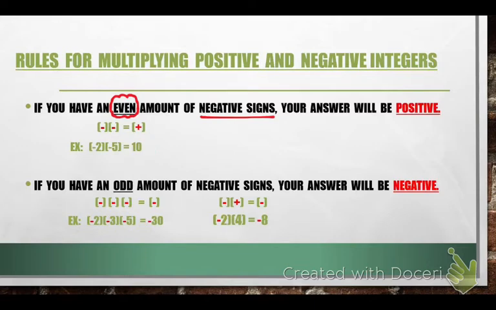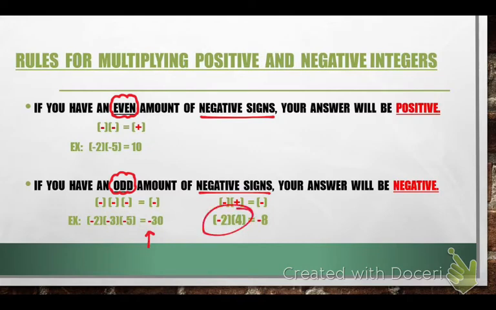Take your red pen once again. I want you to draw a cloud around odd. If you have an odd amount, and let's underline the words negative signs. If you have an odd amount of negative signs, your answer will always be negative. So let's focus on this right here. -2 times -3 times -5. Let's count the number of negative signs. How many negatives do you see? 3. Is the number 3 even or odd? Odd. It is odd. Because you have an odd amount of negative signs, you can see the answer has to be -30.